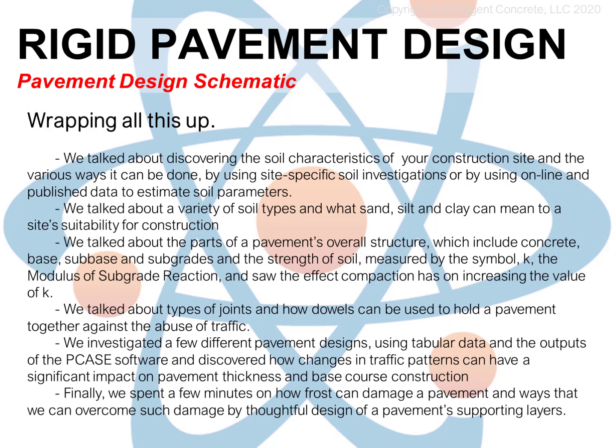We talked about types of joints and how dowels can be used to hold a pavement together against the abuse of traffic. We investigated a few different pavement designs using tabular data and the outputs of the PK software and discovered how changes in traffic patterns can have a significant impact on pavement thickness and on base course construction. Finally, we spent a few minutes on how frost can damage pavements and ways that we can overcome such damage by thoughtful design of a pavement's supporting layers.